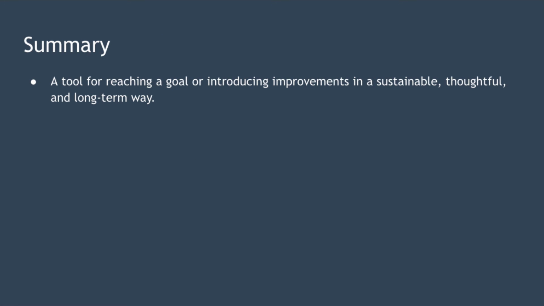So in summary, the PDCA cycle is an excellent tool for reaching a goal or introducing improvements in a sustainable, thoughtful, and long-term way. Each cycle begins with a planning stage in which you identify and understand issues. You then generate solutions and choose the best one or best ones. In the do stage, you implement your solution in a small-scale way. You then check the results in the check phase to see if they are as expected. Finally, if your solution performs as hoped, you roll it out in full in the act stage before beginning the cycle all over again.